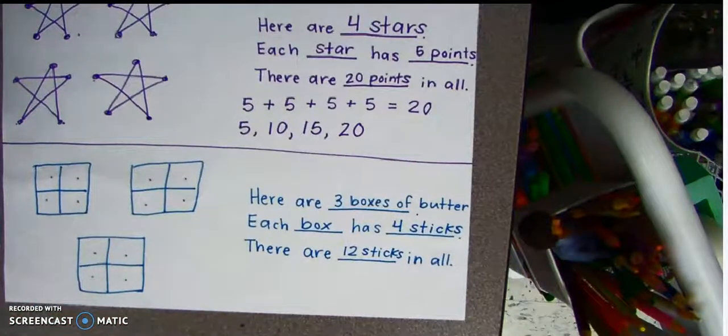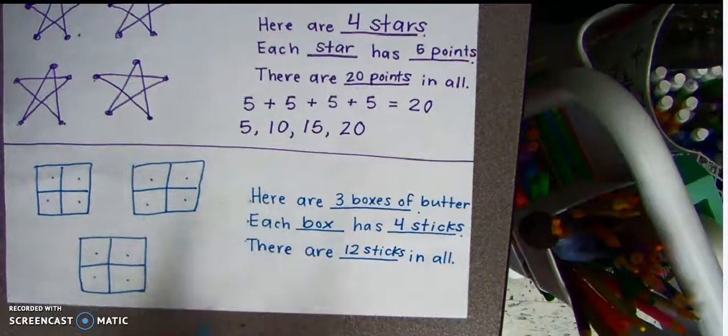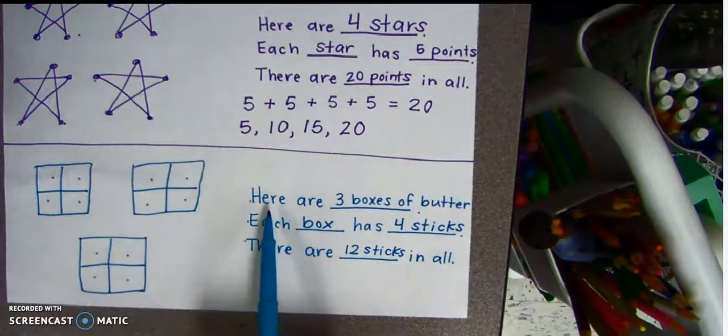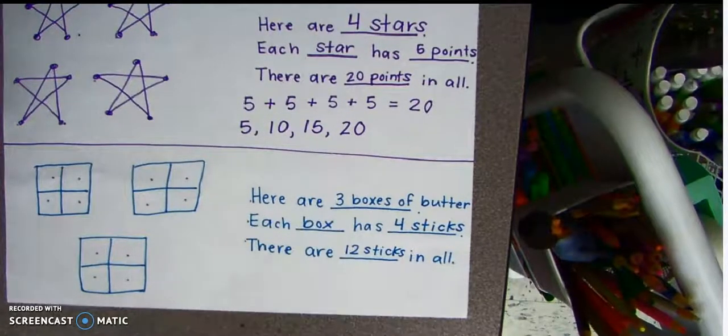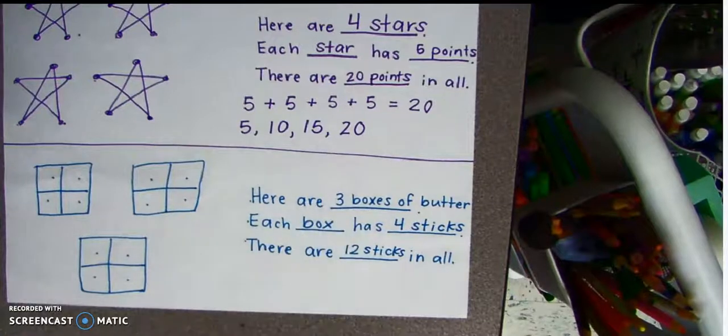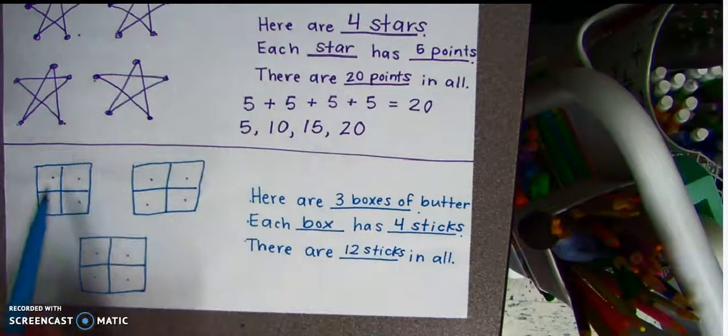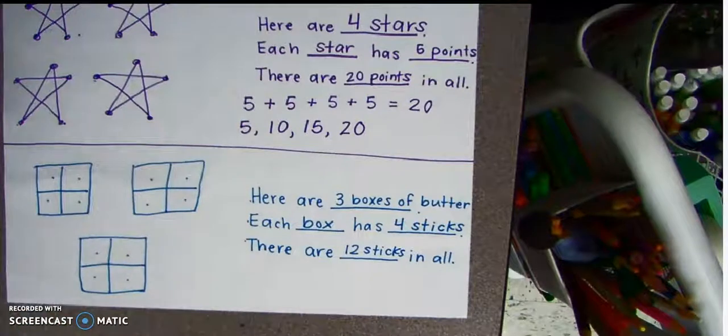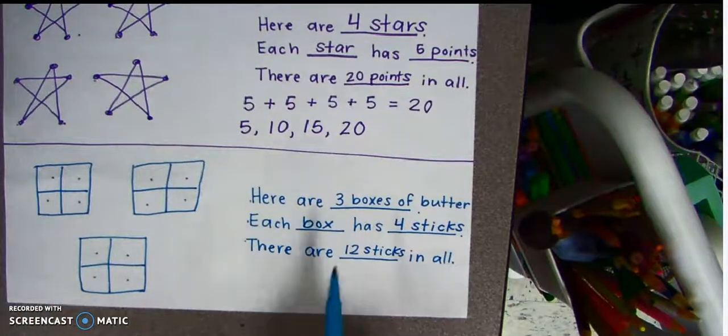So when you draw that picture, these 3 statements right here are just describing our picture. We're starting by saying how many groups there are. Remember, those are the bigger objects that hold something else. So, boxes are bigger, and then you put things in each box. So we have 3 big boxes. Each box has 4 smaller things inside. In this case, it's butter. And there are 12 sticks in all.